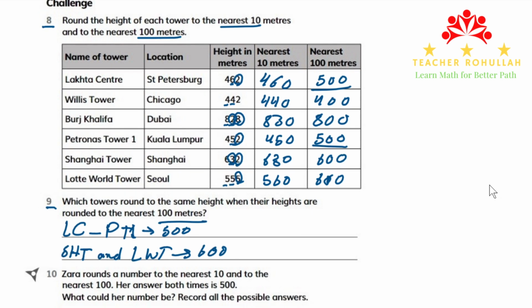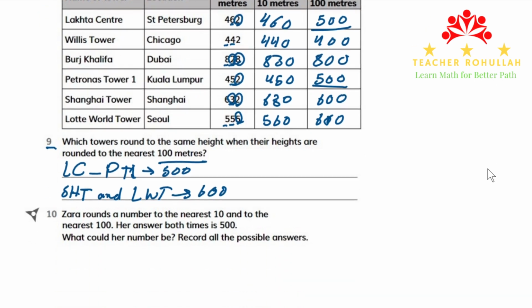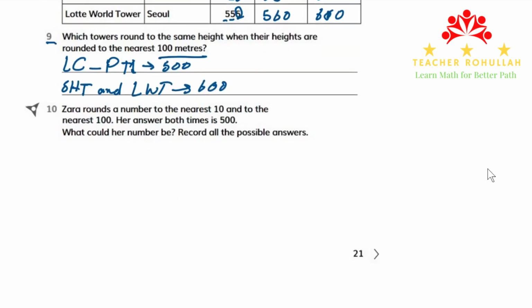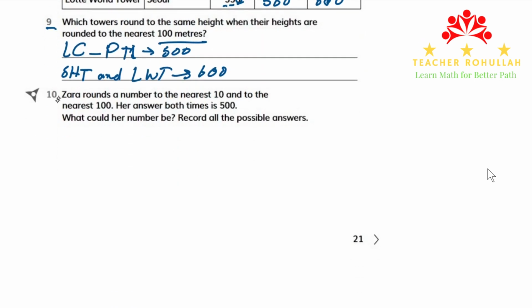Let's move to question number 10. So let me scroll down a bit. Okay. In question number 10, it says, Zara rounds a number to the nearest 10 and to the nearest 100. Her answer both times is 500. What could her number be? Record all the possible numbers.